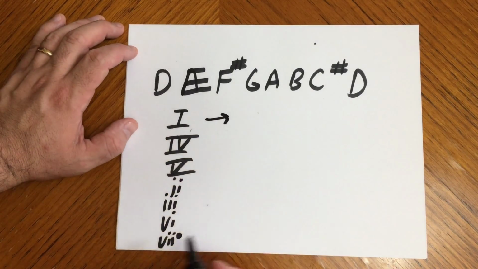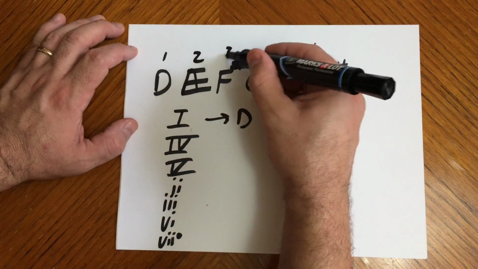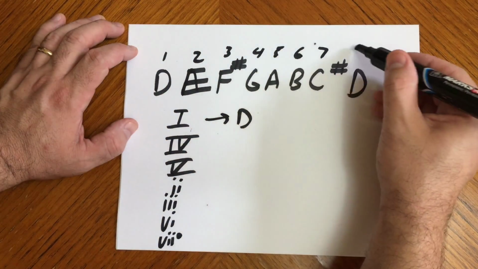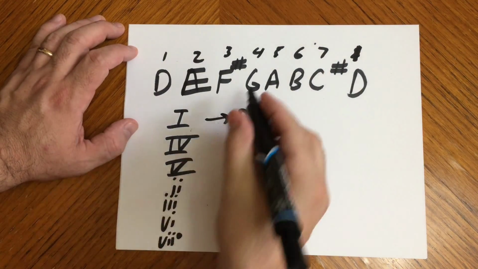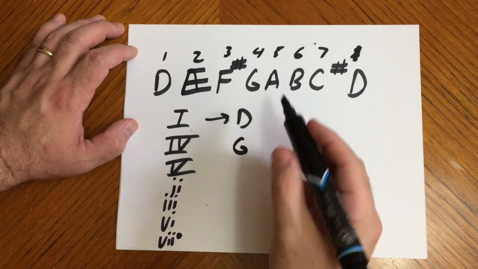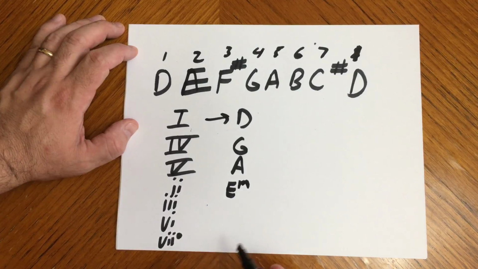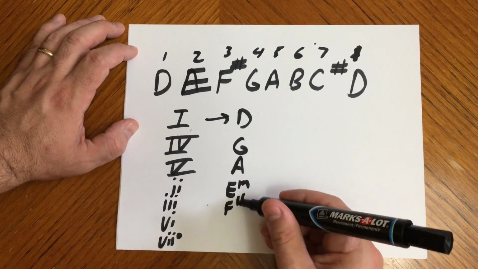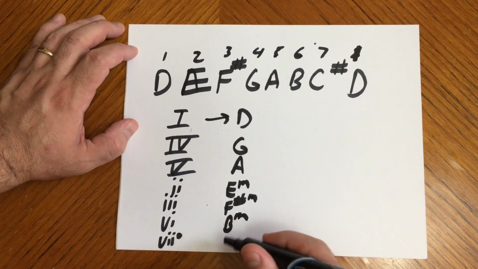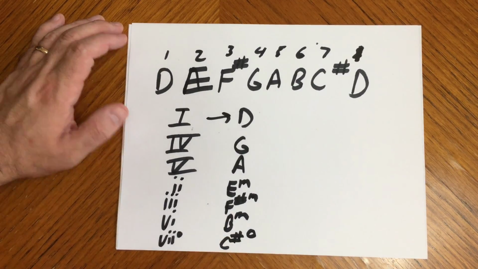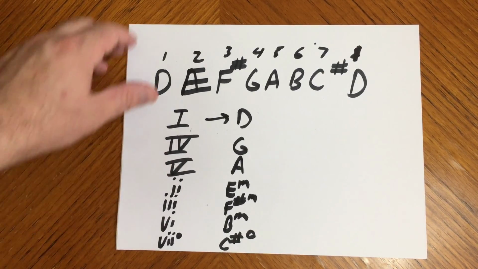The 1 is major, D major. The 4 is going to be G. We have a G major, the 5 is A. The 2 is going to be E minor. The 3 is going to be F sharp minor. The 6 is going to be B minor. And the 7 is going to be C sharp diminished. Diminished, we use a little degree sign. Okay? And that's how we get the notes that are in the key of D.